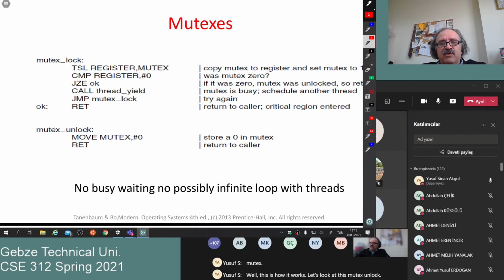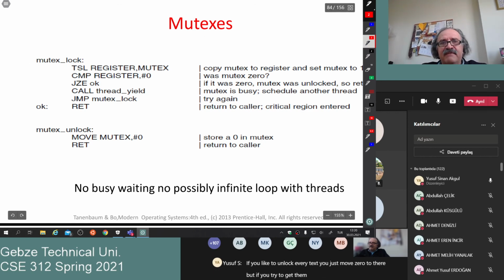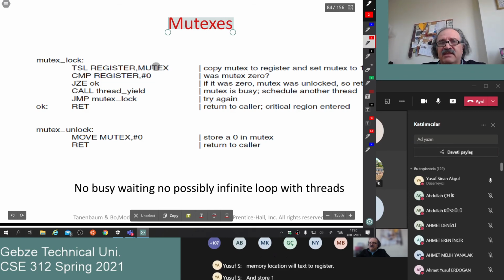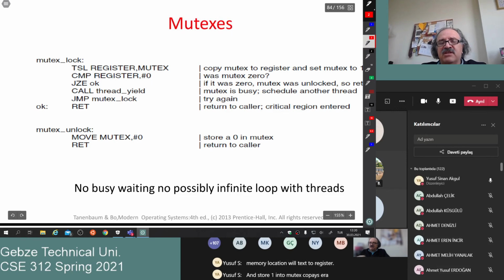So you move 0 to mutex. Mutex is a memory location that can take two values, 0 or 1. If you'd like to unlock a mutex, you just move 0 there. But if you try to get the mutex lock, TSL loads the mutex memory location to a register and stores 1 into mutex. Compare 0 with register. If they are equal, that means that I got the lock, so I just jump to OK and I return.